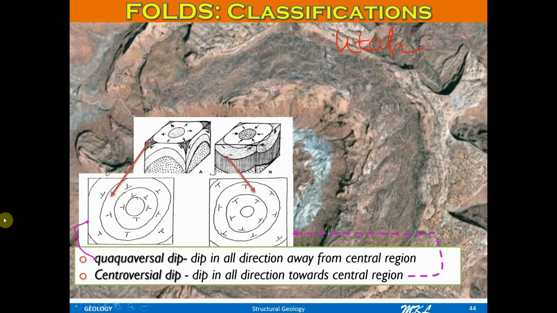So what is a coaxial dip? This type of dip is a coaxial dip. Okay, so where the dip in all direction away from the central region is called the coaxial dip. Centroversal dip is the dip in all directions towards the central region, called the centroversal dip.